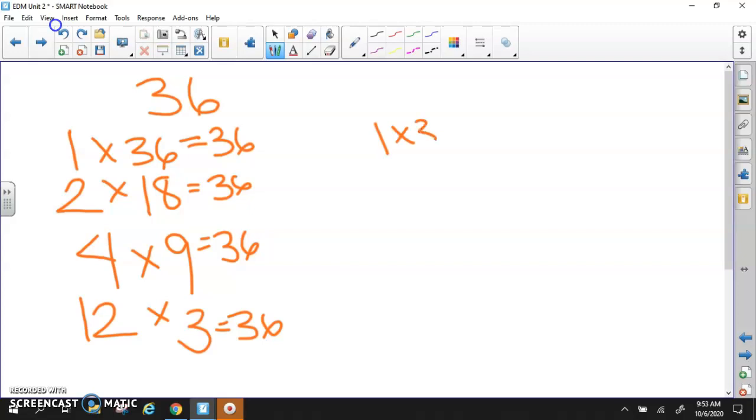So in the factor pair column, you'll do 1 times 36. You'll do 2 times 18. You'll do 4 times 9, etc., etc. Okay?